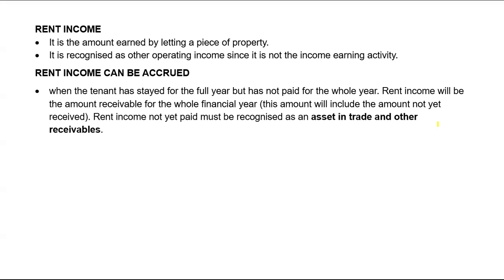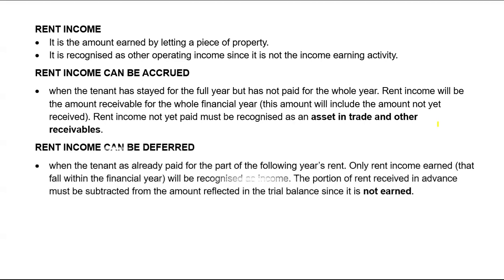Sometimes rent can be deferred. When rent is deferred or received in advance, it means that we have let property for 12 months, but we already received rent for 13 months, meaning that our rent income will be only for 12 months. The extra month will be what we call income received in advance. Deferred income results when we have received money for income that we have not yet earned. So we haven't performed a service to be entitled to earn that amount of income.